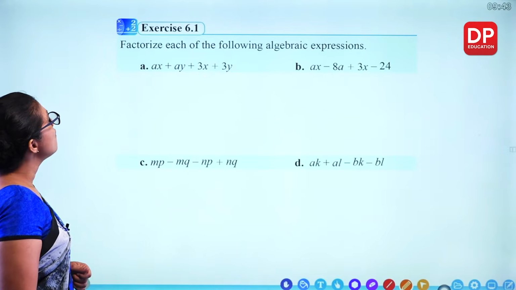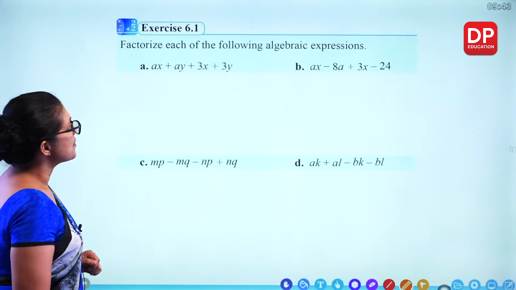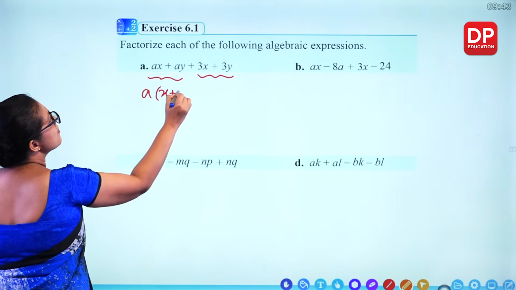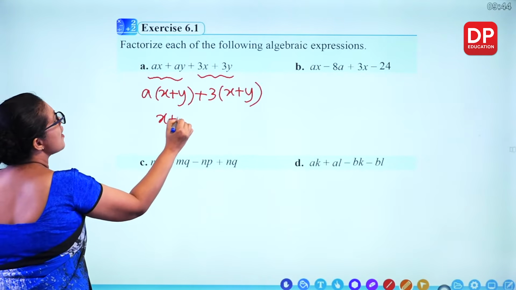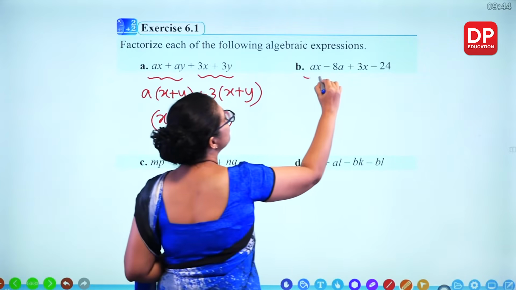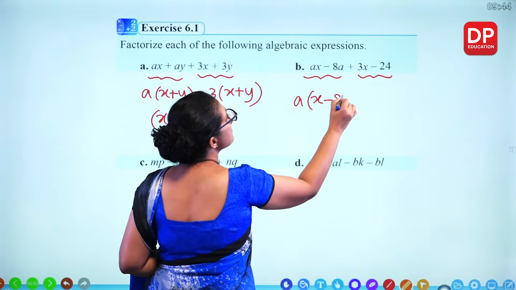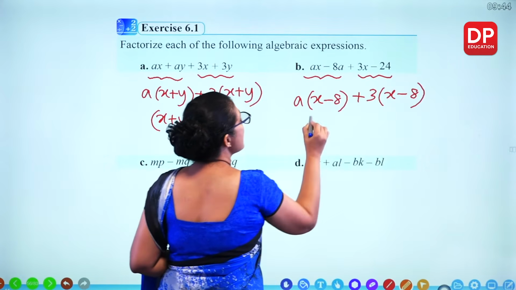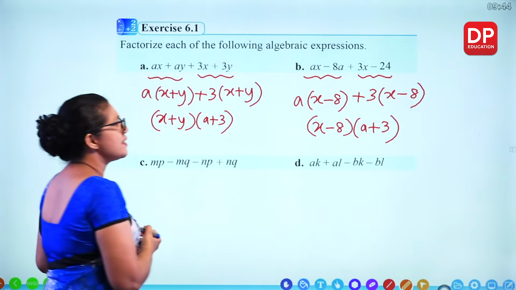Exercise 6.1. Factorize each of the following algebraic expressions. So you get 4 terms. Take 2 at a time. A is common, you get x plus y, plus 3 is common, x plus y. So x plus y and a plus 3. These two. A is common. You get x minus 8. Here, plus 3 is common. Then you get x minus 8. So x minus 8 and a plus 3.